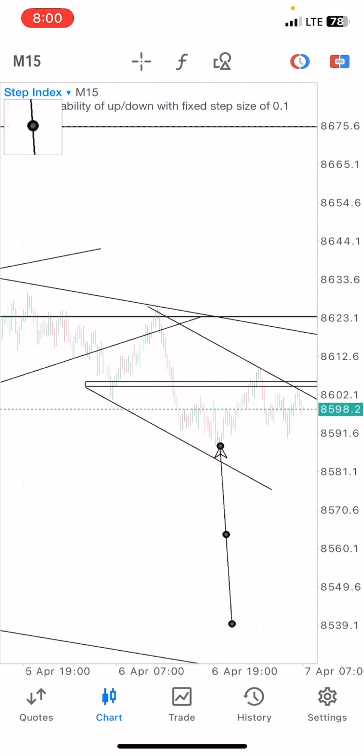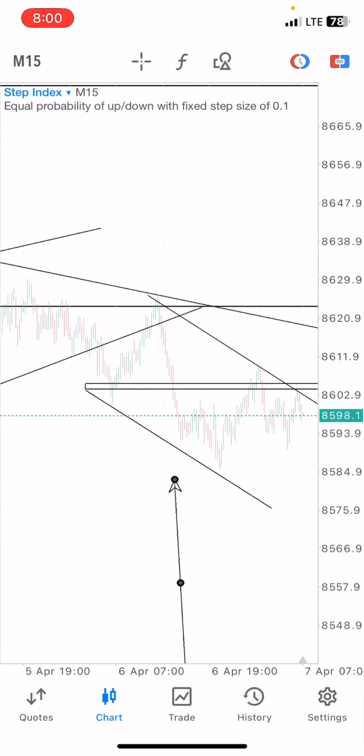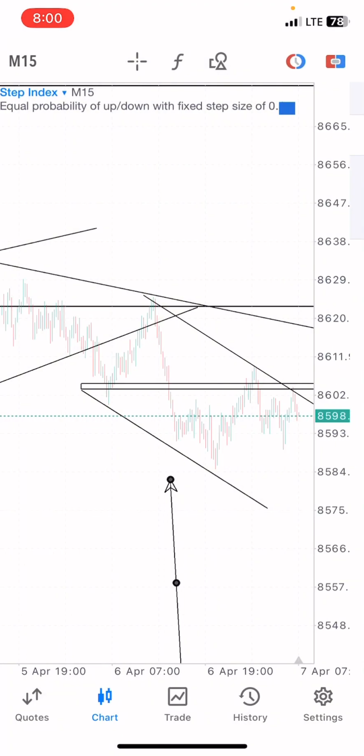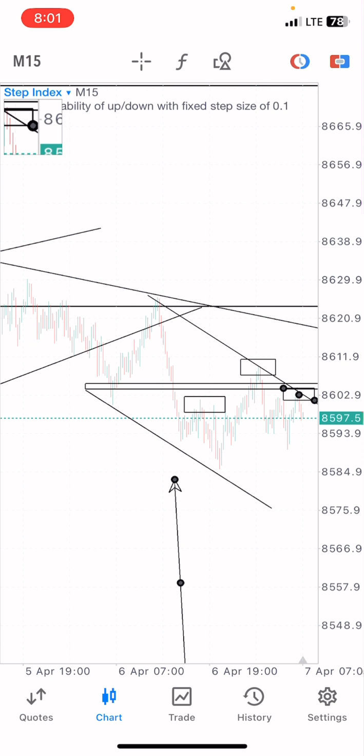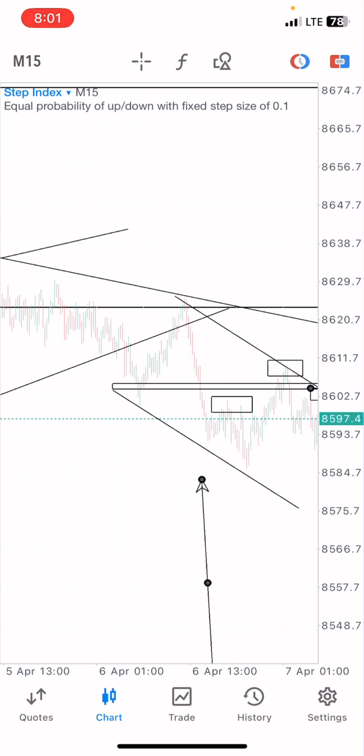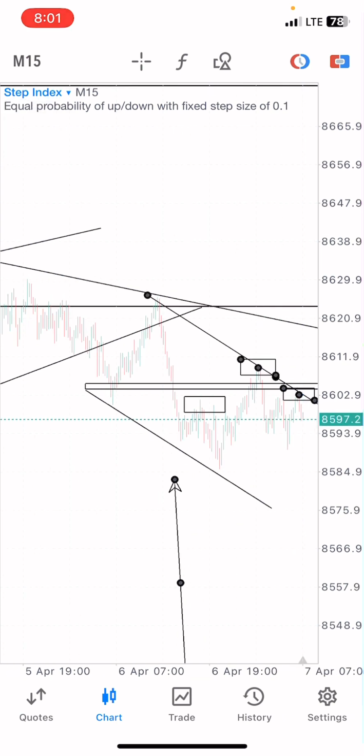The market created this head and shoulders pattern formation. You can see the left shoulder at this point, then the head at this point, then the right shoulder at this point, which is actually a nice reversal pattern. So what are we to do at this point? We have to take note of all these moves and apply them.